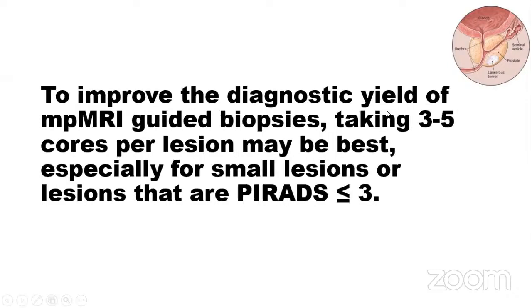To improve the diagnostic yield of the multiparametric MRI guided biopsy, taking 3 to 5 cores per lesion may be best, especially for small lesions or lesions that are BI-RADS less than or equal to 3.